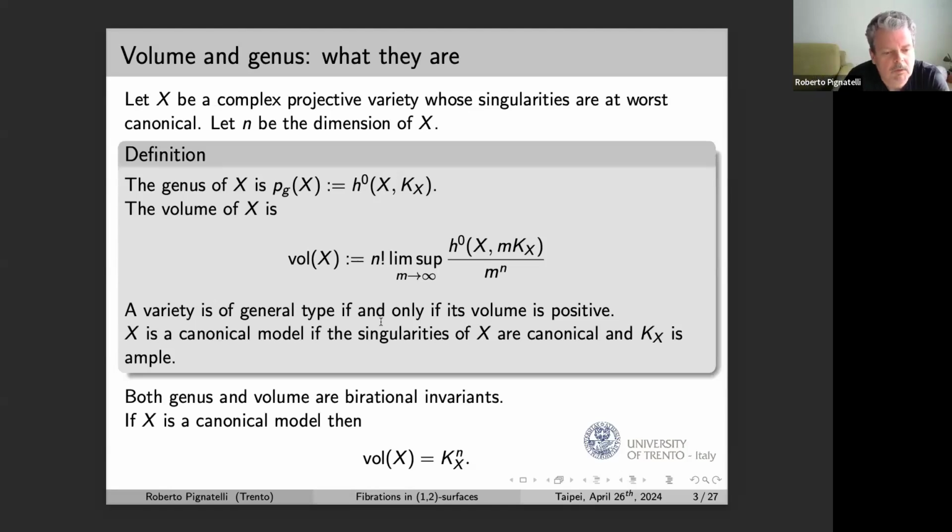more here. However, it's important to know that genus and volume, so defined, is a birational invariant, since for a canonical model, the volume is the self-intersection of the canonical divisor. And so in the future slides, whenever I have a canonical model, I will probably use K to the n, which I'm more used to as a definition. But I think the good definition is this one, because it's a birational invariant. We are doing birational geometry in some way.